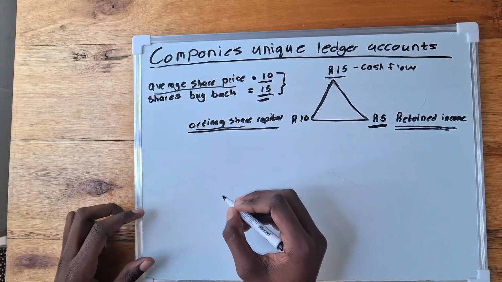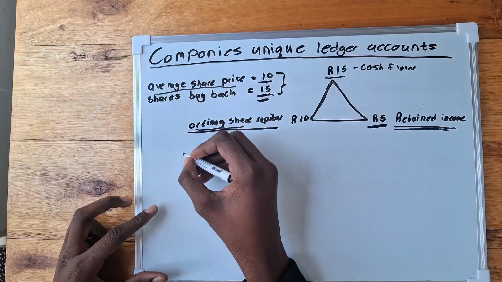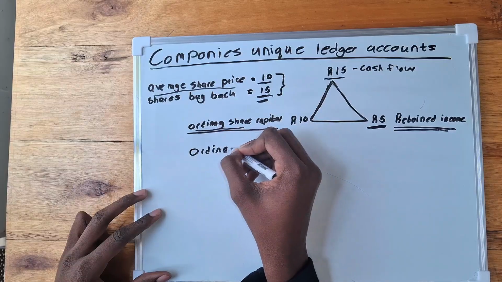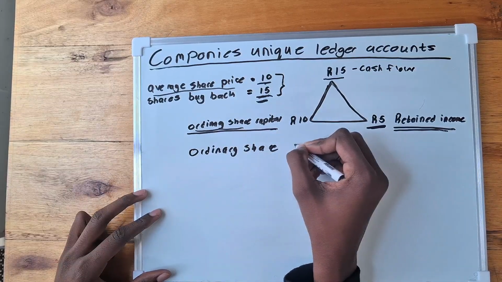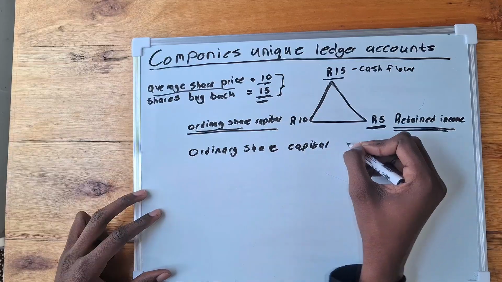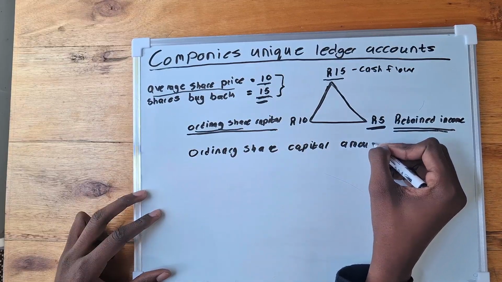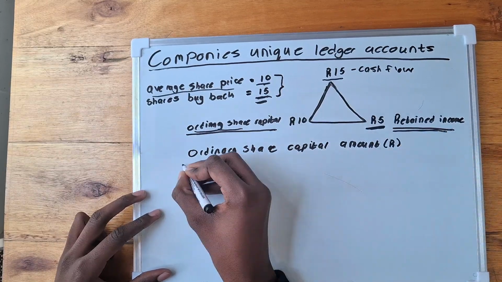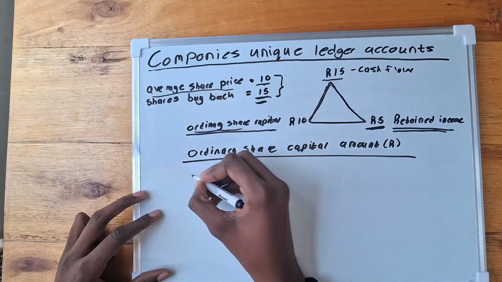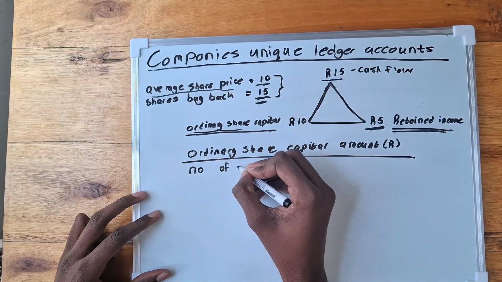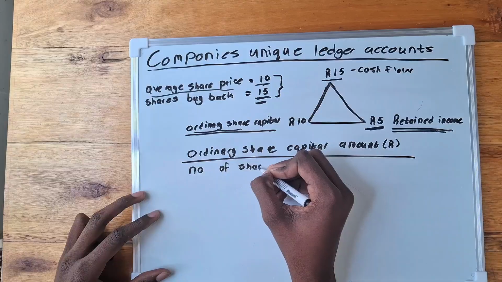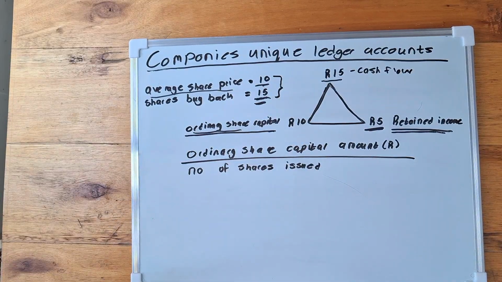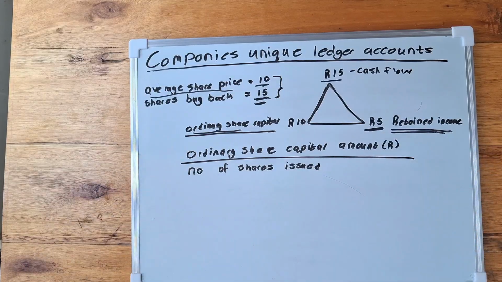So the first formula to calculate average share price is basically simple. So you have your ordinary share capital amount, right? Amount, money, right? So when you see this, you must know that it's money. Just put rands here, right? Then it's over the number of shares issued. Now, when we get into the notes, you will understand why we use these formulas and so on.